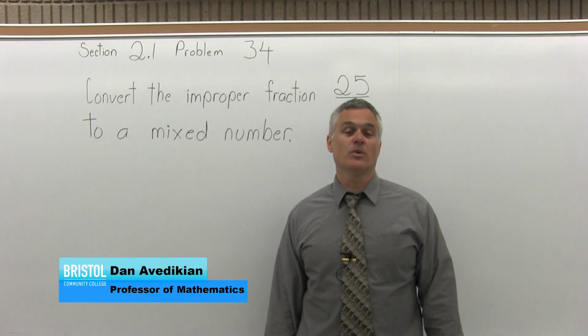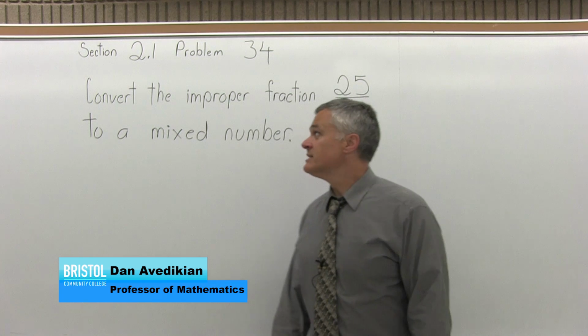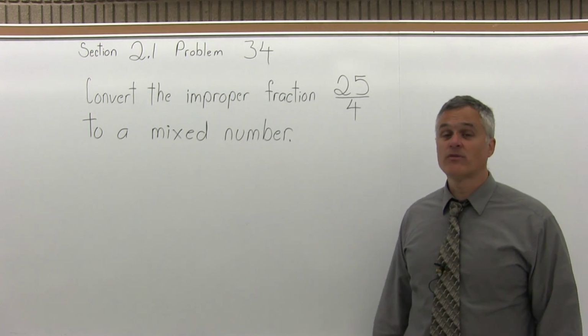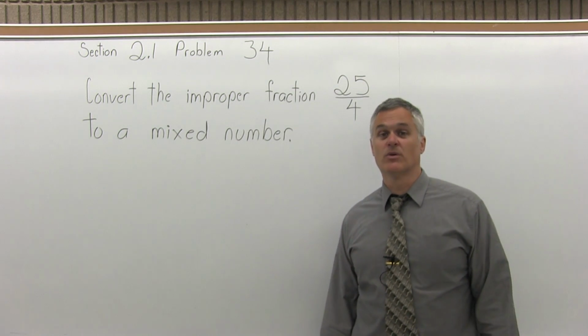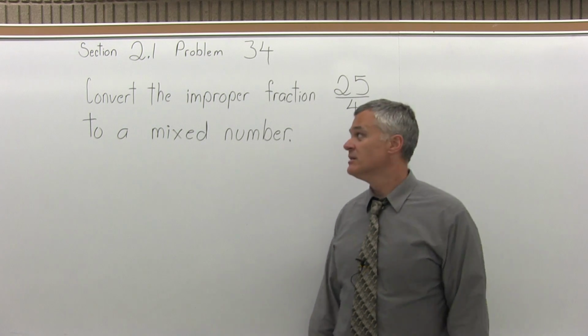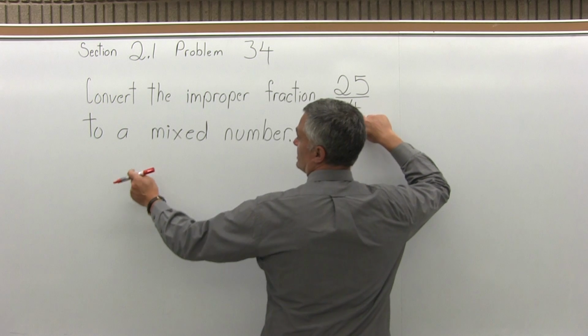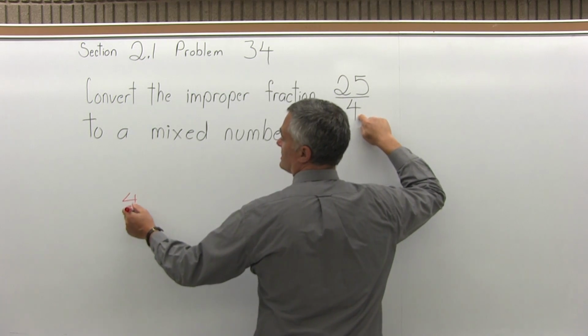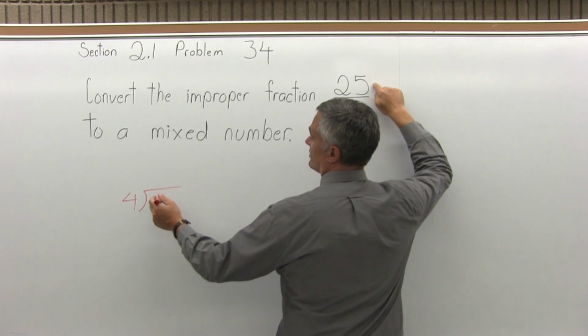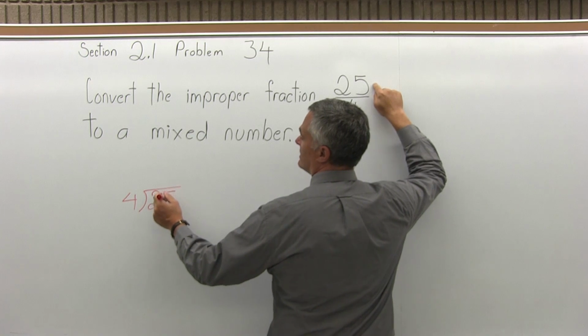This is Section 2.1, Problem 34. It says convert the improper fraction 25 over 4 into a mixed number, or in other words, a number with a fraction. To do a problem like that, what you have to do is divide the denominator, which is 4 for this problem, into the numerator, which is 25.